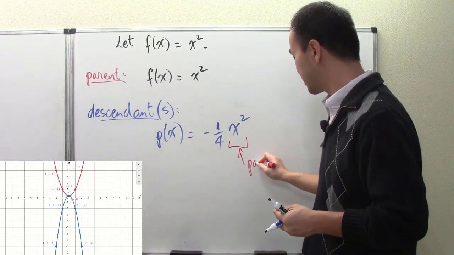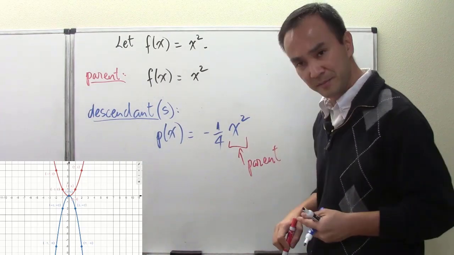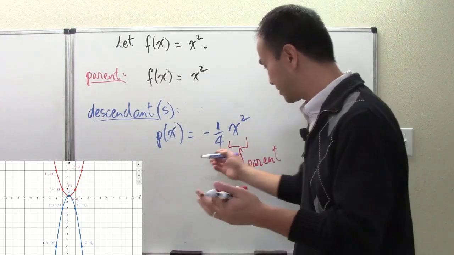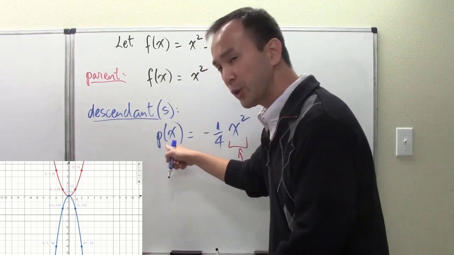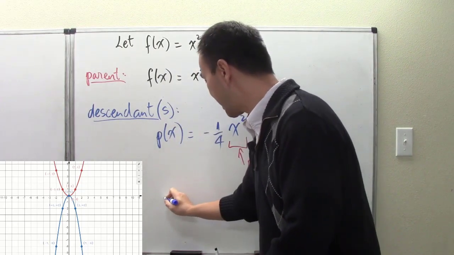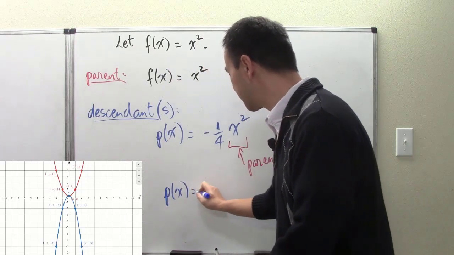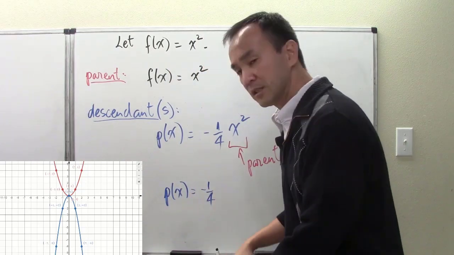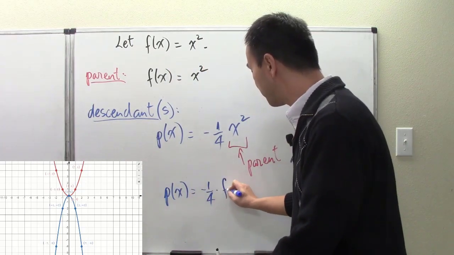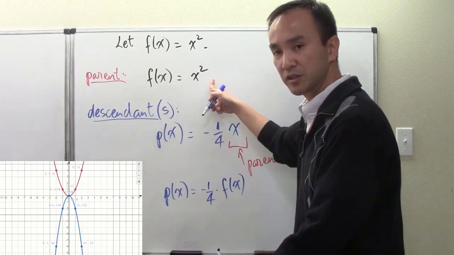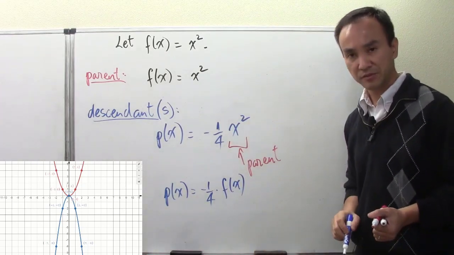This function still has its parents here. And so now putting together a relationship between this descendant and the parents, I notice this p of x here is the -1/4 coefficient multiplied with the parent function f of x that was previously defined here. That's how I'm seeing it.